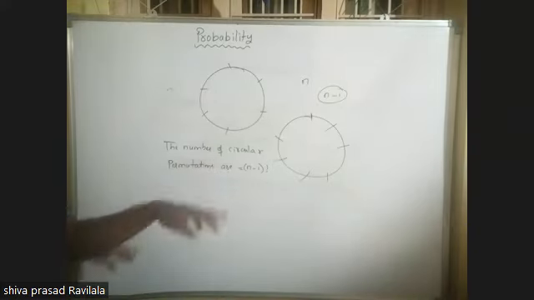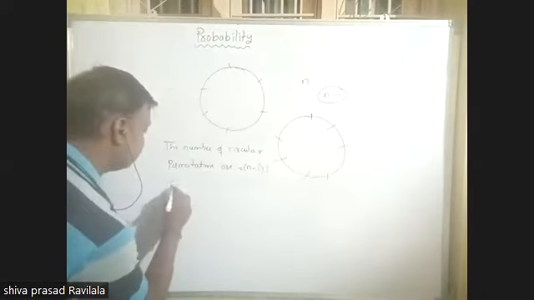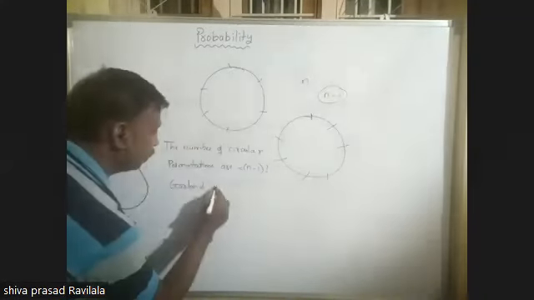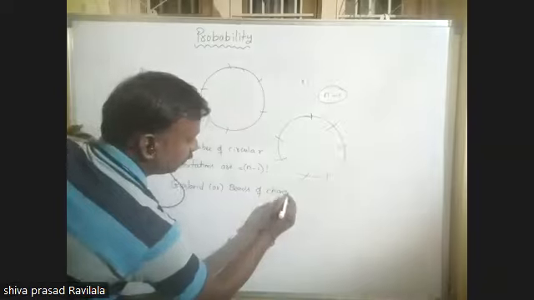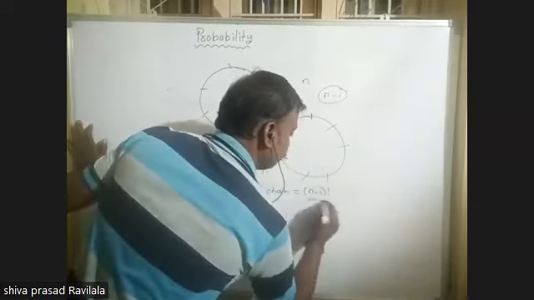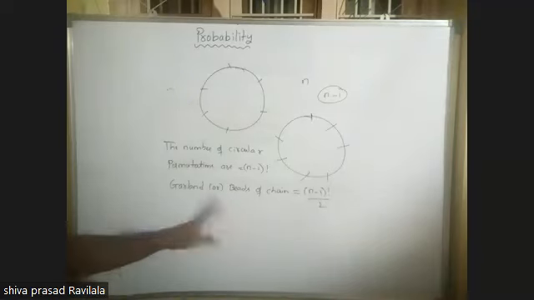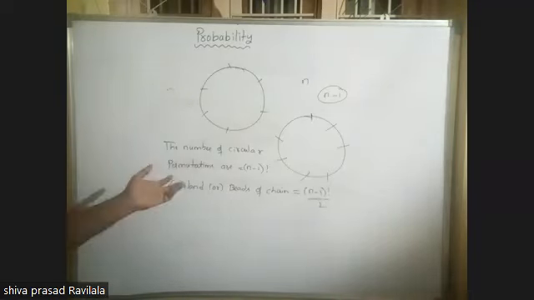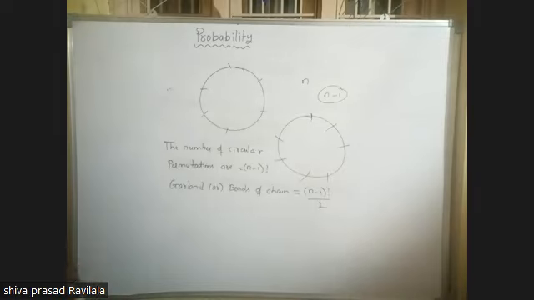Where it is a garland or a bead chain, in this condition the number of circular permutations is n minus 1 factorial by 2, because it appears in only one direction, not both directions. So for circular permutation the formula is n minus 1 factorial, and whether in a garland or bead chain, the number of circular permutations is n minus 1 factorial by 2. That is the basic concept of permutation, and later combination.